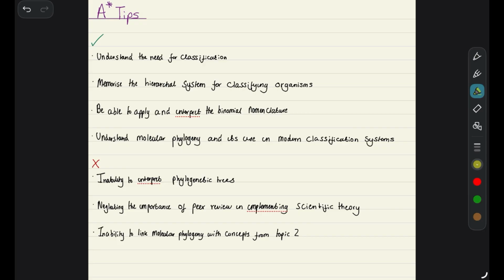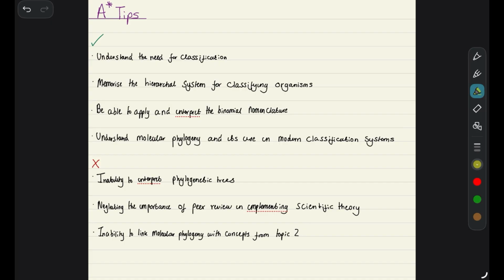The hierarchical system where we're going from domain, kingdom, and so on, make sure that you know that offhand. I don't need to know, I've done my A-levels, but you guys need to know, so make sure that you learn that. Also, being able to do that binomial nomenclature, honestly, it's easy marks if you can do it properly. So make sure you can. And then molecular phylogeny is probably the harder bit about this topic, but make sure that you understand what it is, why it's used, and also all that proteomics, genomics, and comparing sequences.